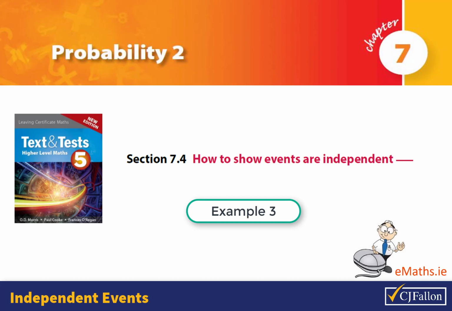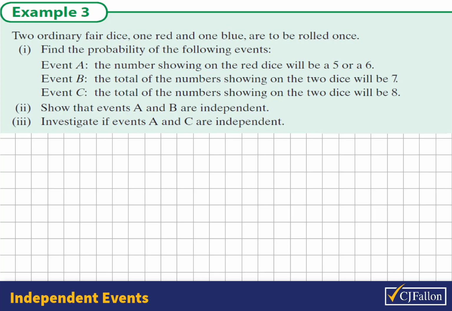How to show events are independent. This is the third example. Two ordinary fair dice, one red and one blue, are rolled once. Find the probability of the following events.